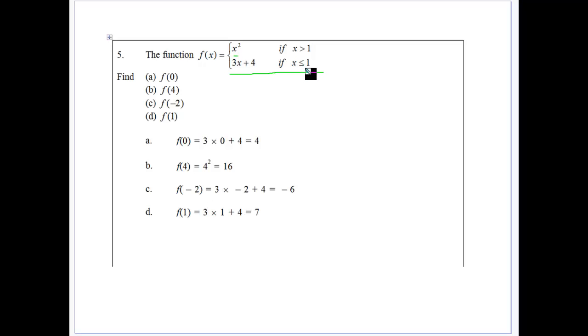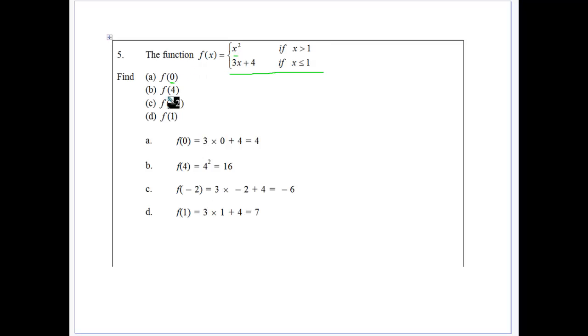If x is less than or equal to 1, then we use the definition 3x plus 4, a straight line. So what we've got to look at first when we do these is look at the values that we're substituting in. In the first one here, the function of 0: 0 is less than or equal to 1, so we're going to use this function. So we use 3 times 0 plus 4. Substitute the 0 in.